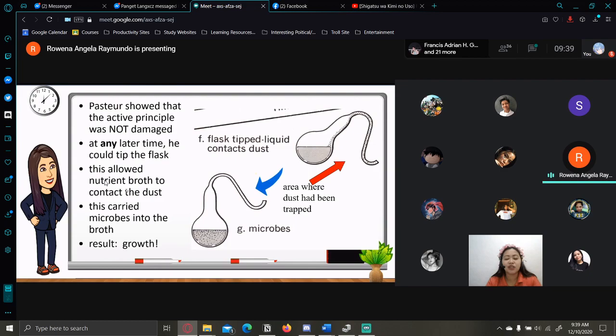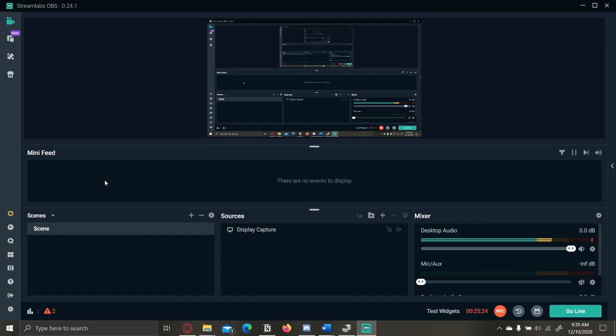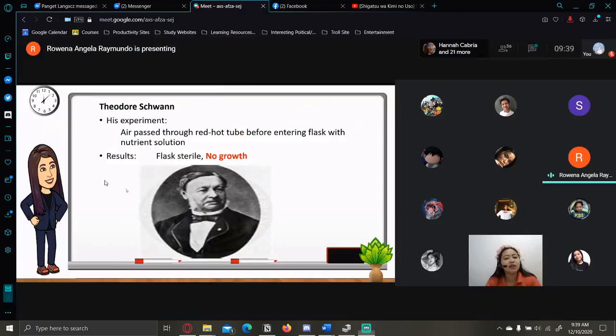Okay. Another experiment by Theodore Schwann. His experiment is, ang ginawa niya naman, he passed it through a red hot tube before entering the flask with nutrient solution. So, bago pumunta sa flask, yung nutrient solution pinadaan niya sa red hot tube. So, yung red hot tube naman ang naging parang nag-sterilize doon sa liquid broth. Kaya hindi siya namatay yung microorganism na naandun.